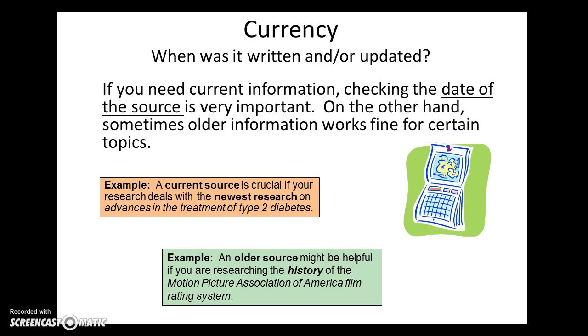Currency. When was it written or updated? If you need current information, checking the date of the source is very important. On the other hand, sometimes older information works fine for certain topics. For example, a current source is crucial if your research deals with the newest research on advances in the treatment of type 2 diabetes. Another example is an older source may be helpful if you're researching the history of the Motion Picture Association of American Film Rating System.